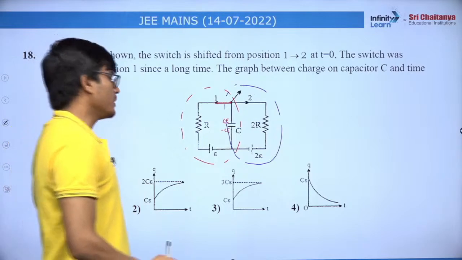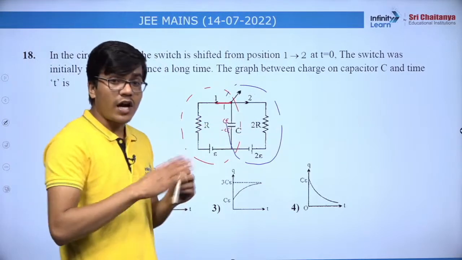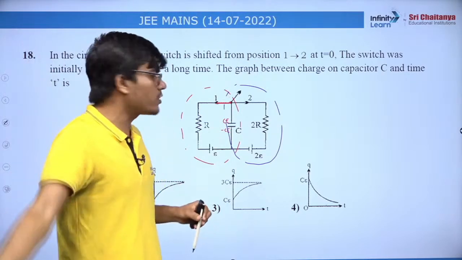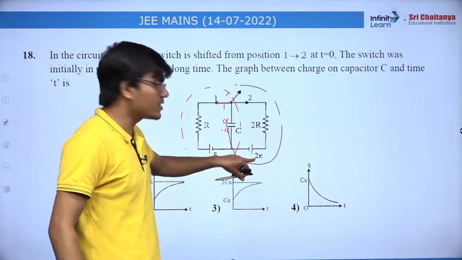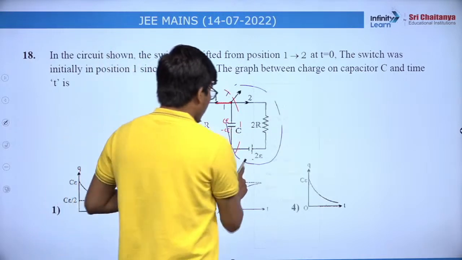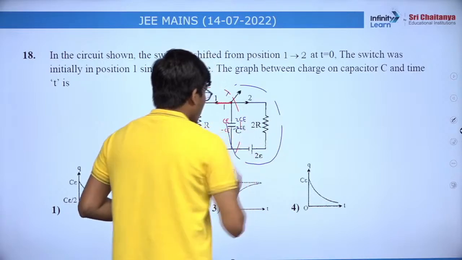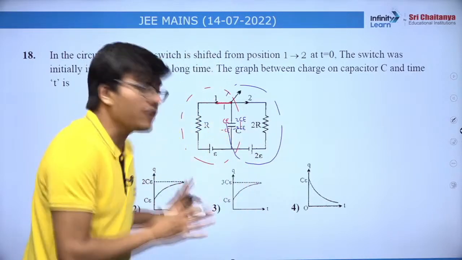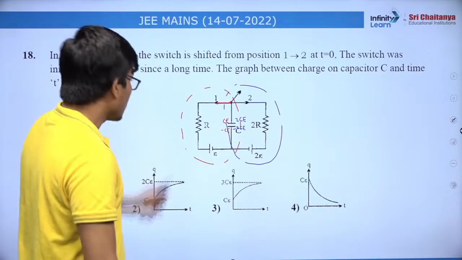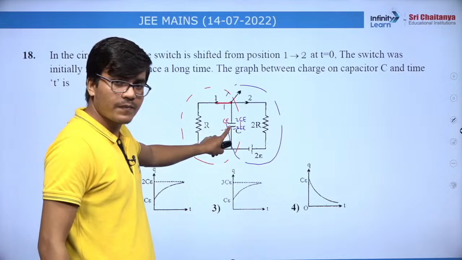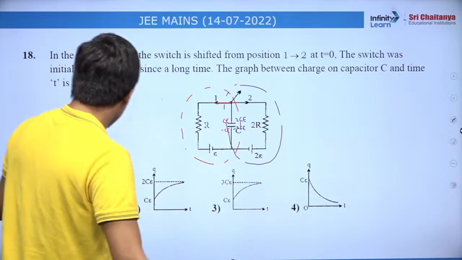Let's say at t equal to 0 you have made this change, and after a very long time, what will happen? It will again fully charge, but according to this battery. So finally the new charges will be 2 CE and minus 2 CE. From this we can answer the question. Initially its charge was CE, and finally its charge should be 2 CE, and it should increase. So which option is this?